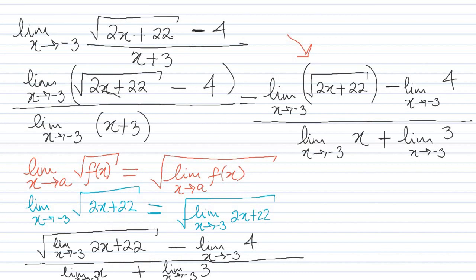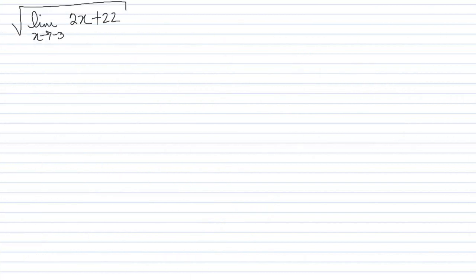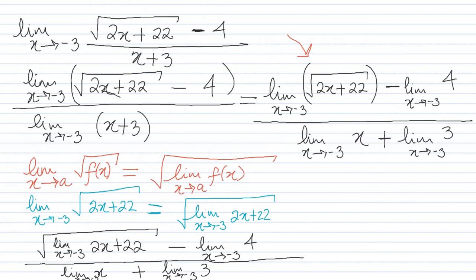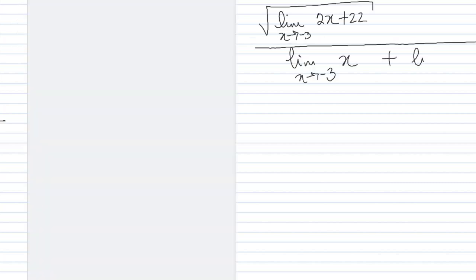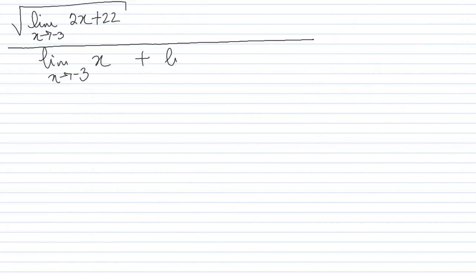So you have the square root of the limit as x goes to negative 3 of 2x plus 22, divided by the limit as x goes to negative 3 of x plus the limit of 3 as x goes to negative 3.